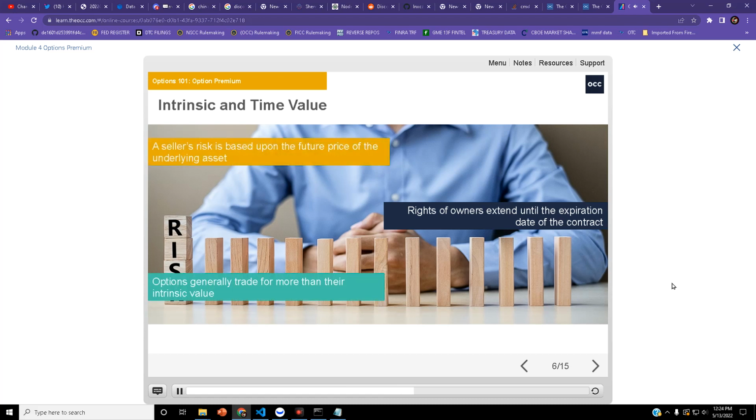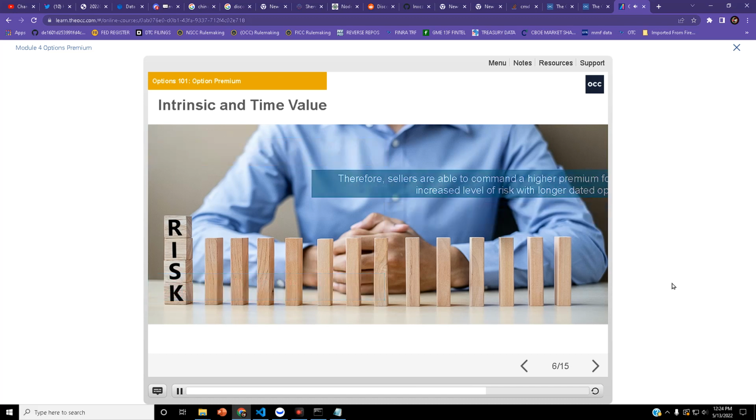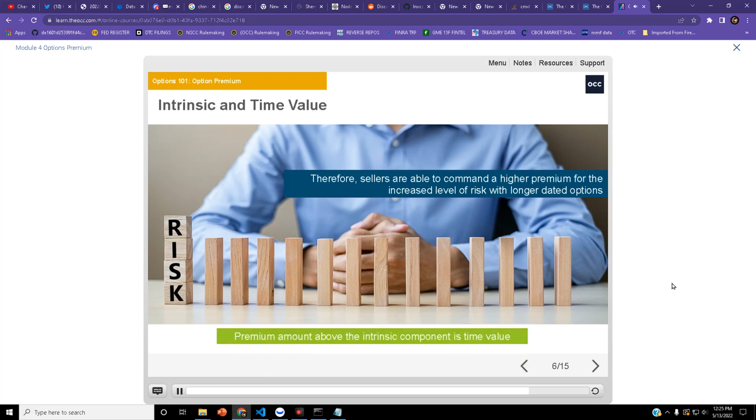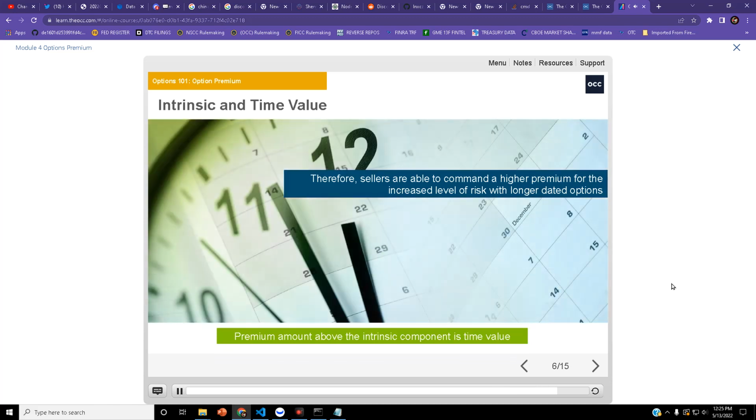For sellers, much of their risk is based on the price of the stock come expiration. But if expiration is months or even years down the road and the future price of the underlying is hard to predict, sellers are able to command a higher premium for the increased level of risk with longer-dated options. This extra premium, above that of the intrinsic component, is commonly known as time value.